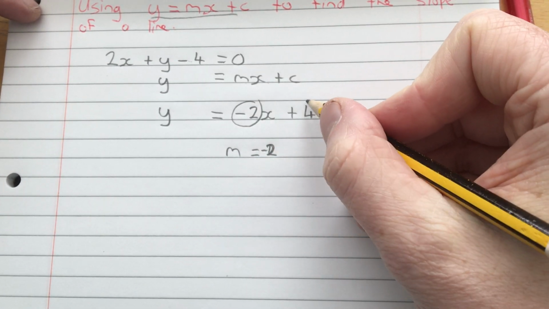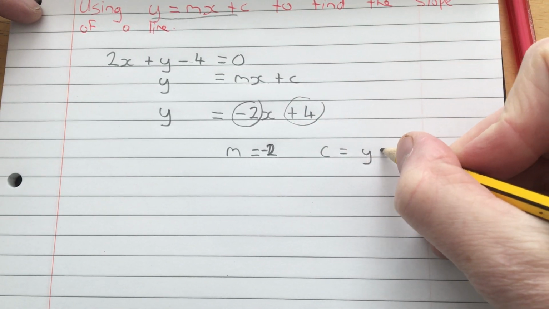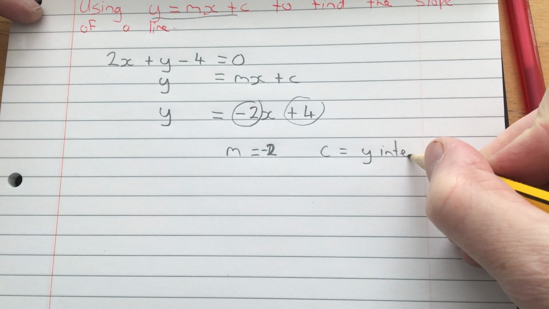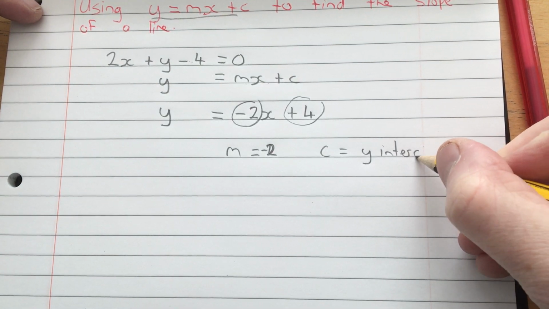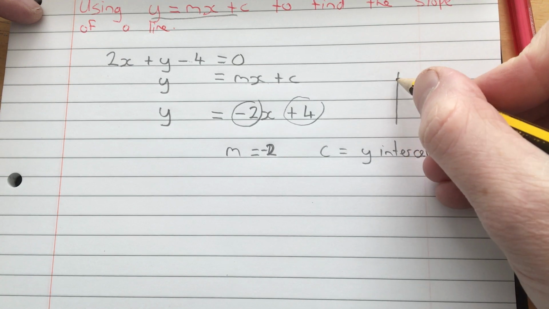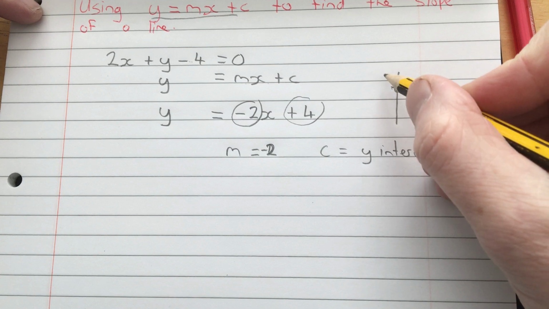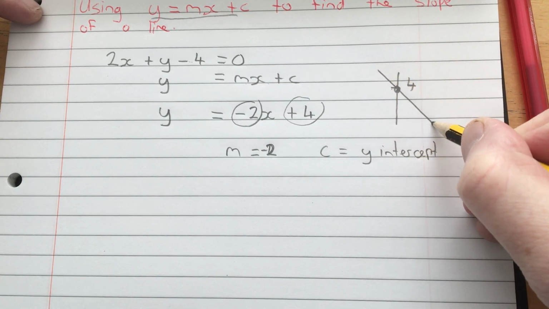Okay, minus 2. Now this term here, that's c, that's the y-intercept. That's where the line crosses the y-axis. So that line crosses the y-axis at 4 and it's got a negative slope, so it will be going down that way.